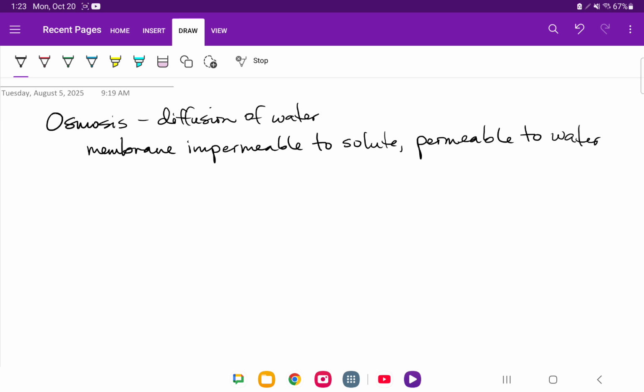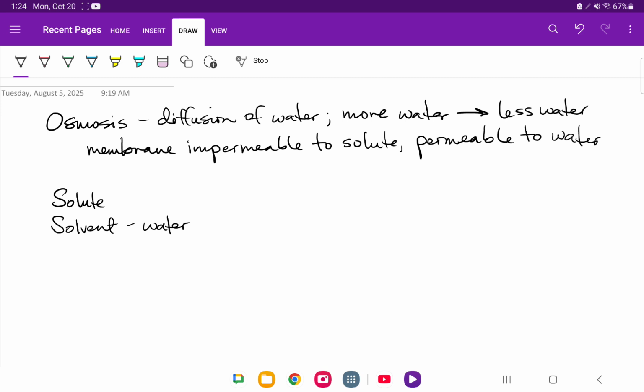And I like to differentiate between solute and solvent. Remember, water is going to be your solvent. Water is the universal solvent. It dissolves a lot of things. And you have to differentiate that from what we're used to thinking of as concentration, which is our solute. Because remember, diffusion is where things move from where there's more of it to where there's less of it. So osmosis is basically moving from where there's more water to where there's less water.